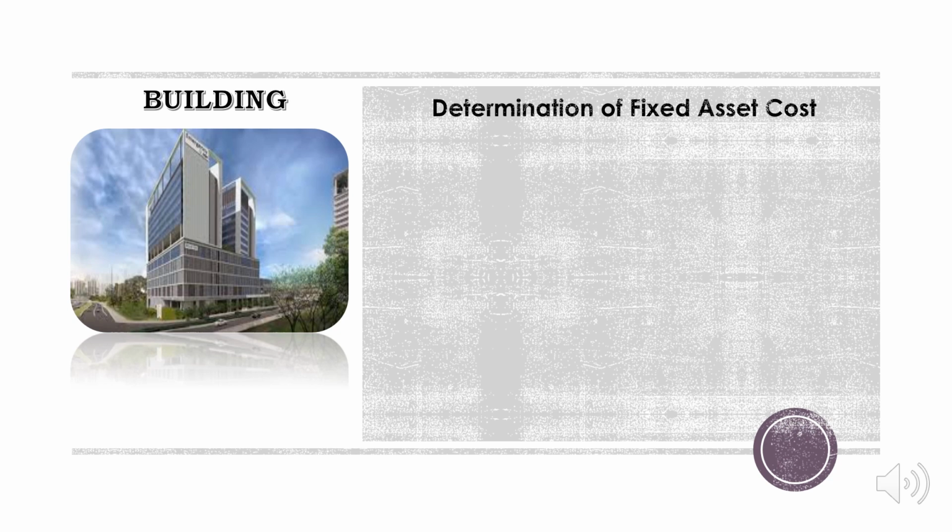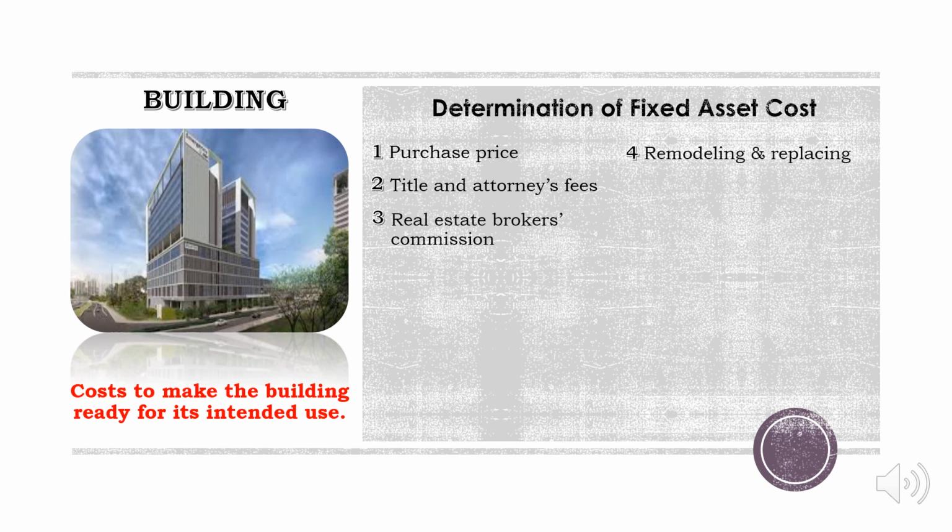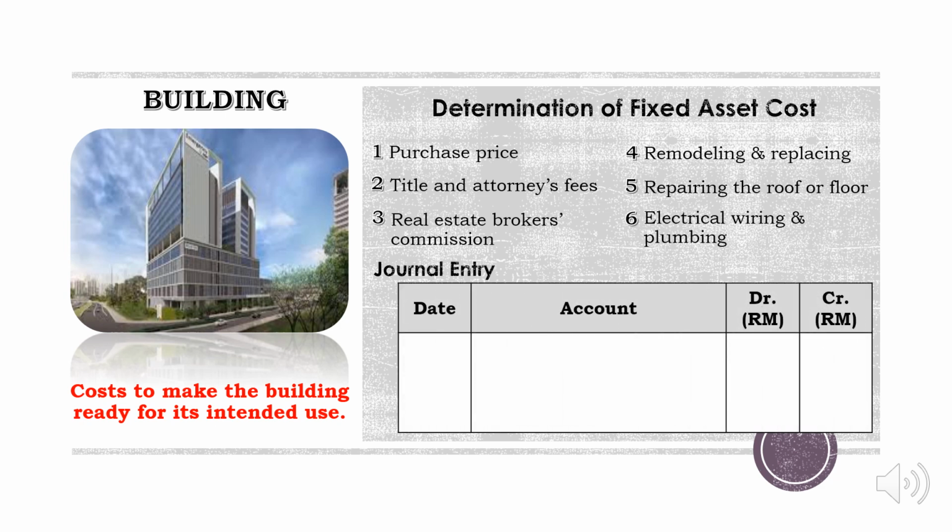For the cost of building, which is the cost to make a building ready for its intended use, determination of fixed asset cost will include purchase price, title and attorney fees, real estate broker commission, remodeling and replacing, repairing the roof or floor, electrical wiring and plumbing. So journal entry will be debit building, and credit cash.